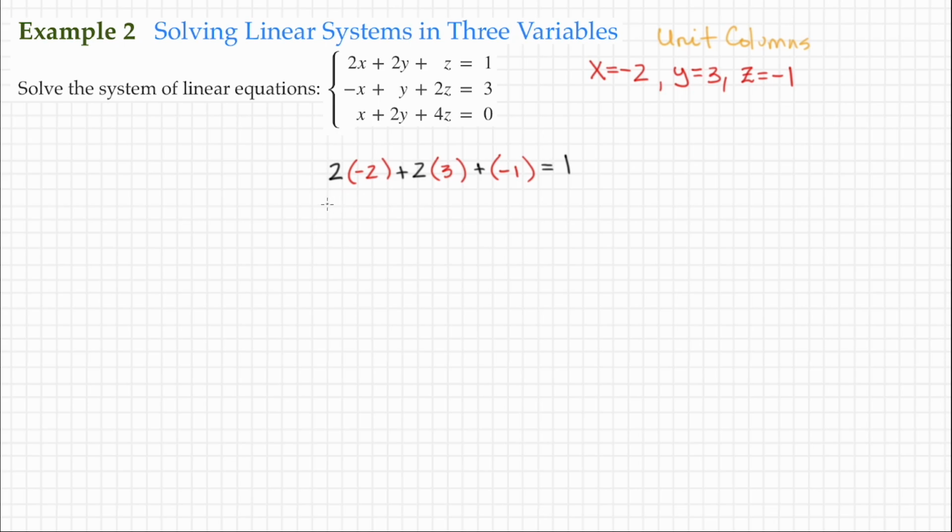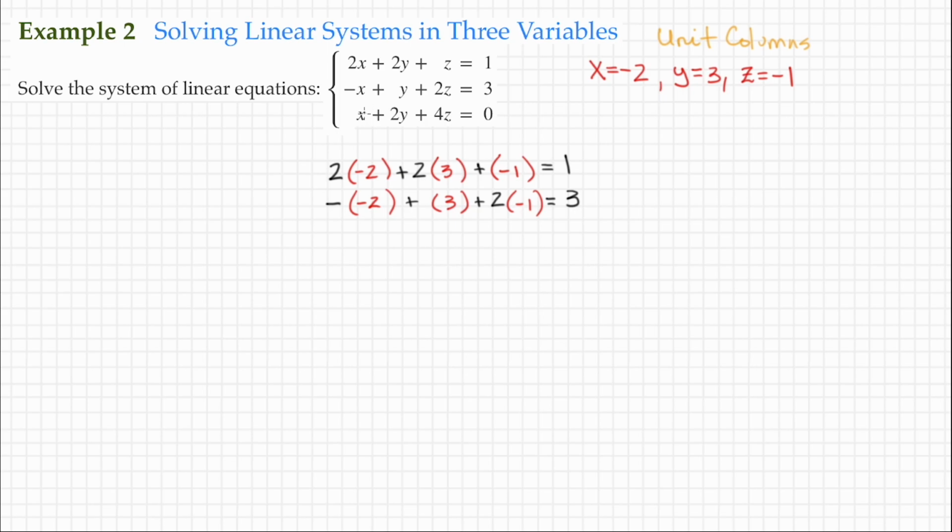We have negative x, and of course, x is negative 2. Plus y, and y, of course, is 3. Plus 2z, and z is negative 1. And that should all equal 3. Negative, negative 2, that's 2. 2 plus 3 is 5. 2 times negative 1 is negative 2. 5 minus 2 is 3, so it satisfies this one.